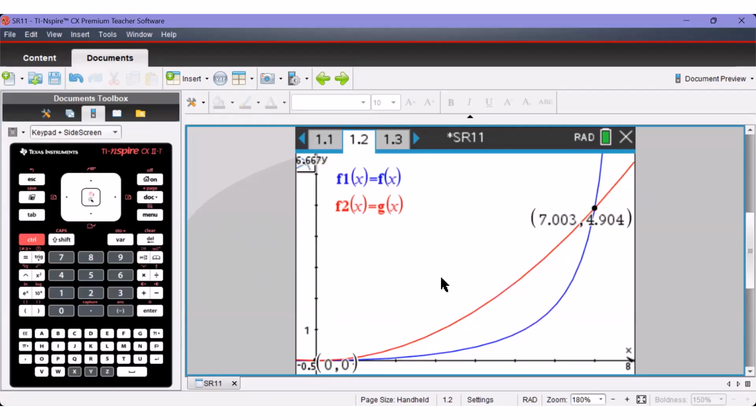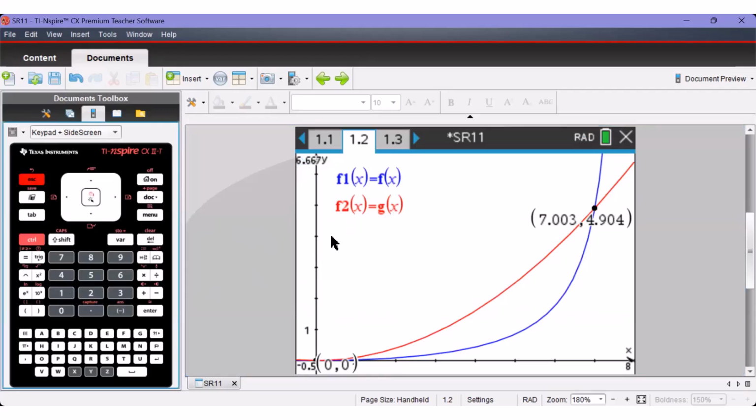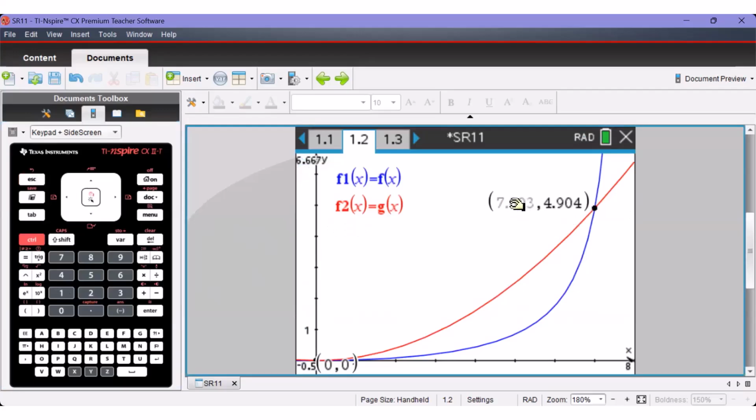And I've clicked again to anchor those coordinates to the screen. Press escape to get out of intersection points. And what we see there is the coordinates for point A. And notice here that I'm in float 4.